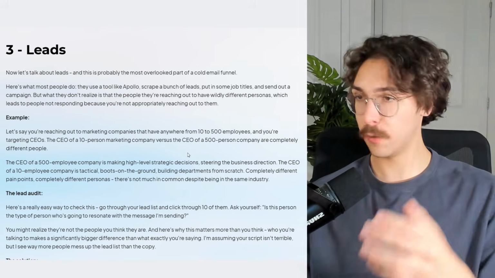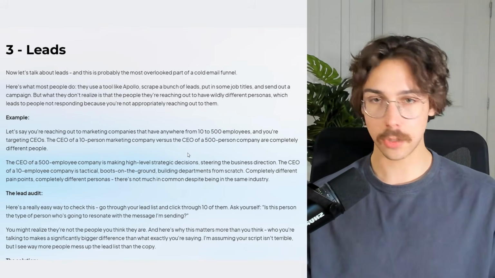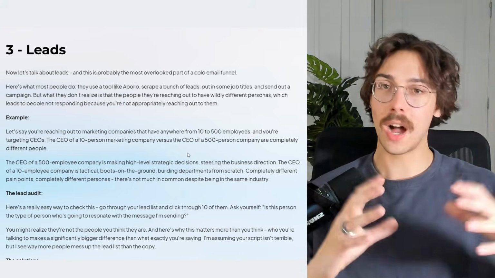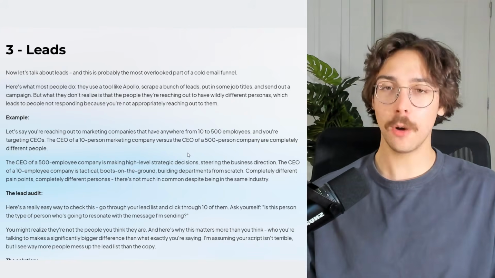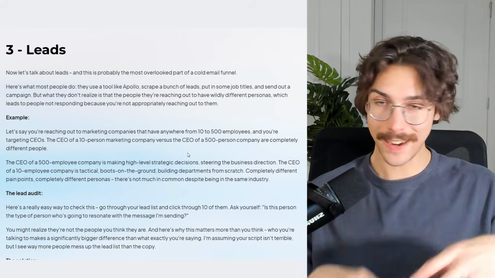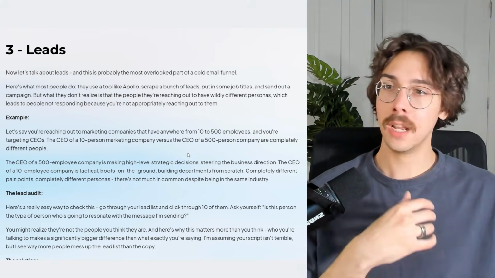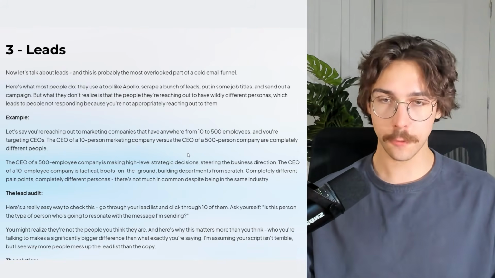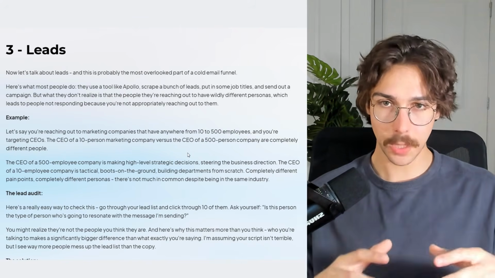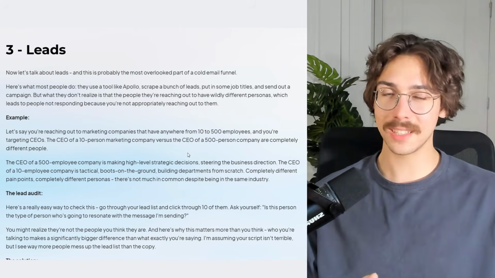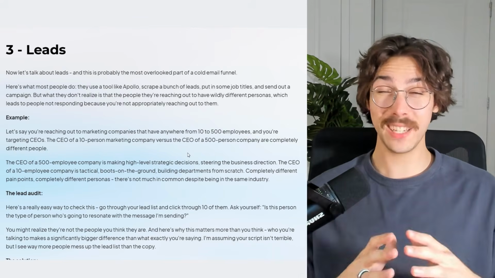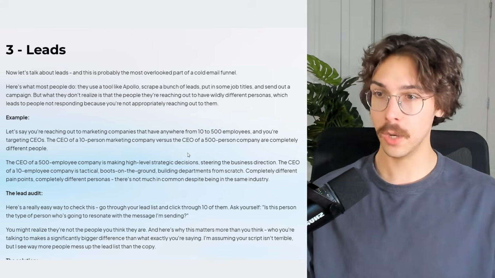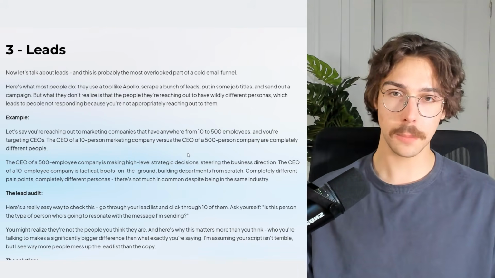The CEO of a 500 employee company might be thinking about super high level decisions. They're not in the weeds with everything, and they're steering the general high level business direction, versus the CEO of a 10 employee company who is really tactically in the weeds. They're probably pressing a lot of buttons. Their boots are on the ground, building everything from scratch. Completely different pain points, completely different personas, but a lot of people just lump them all into the same email campaign and talk to them in the same way, and as a result are appealing to neither of them, because you're trying to speak to everyone, which means you're speaking to no one. There's not much in common between them despite them being in the same industry.